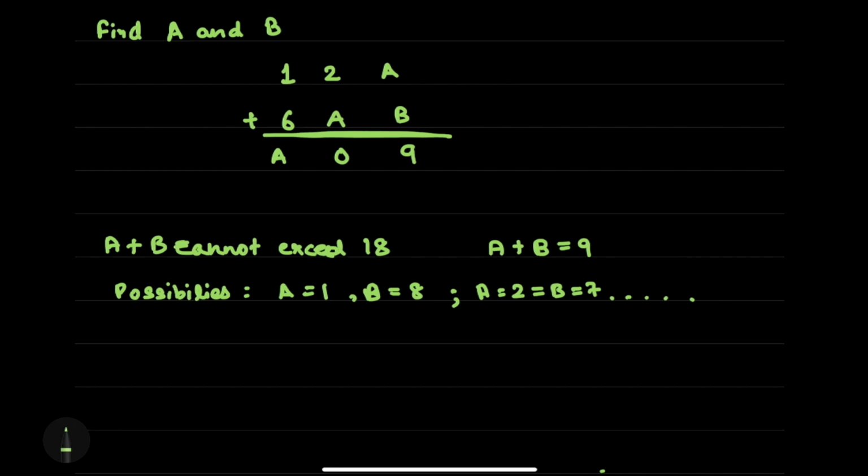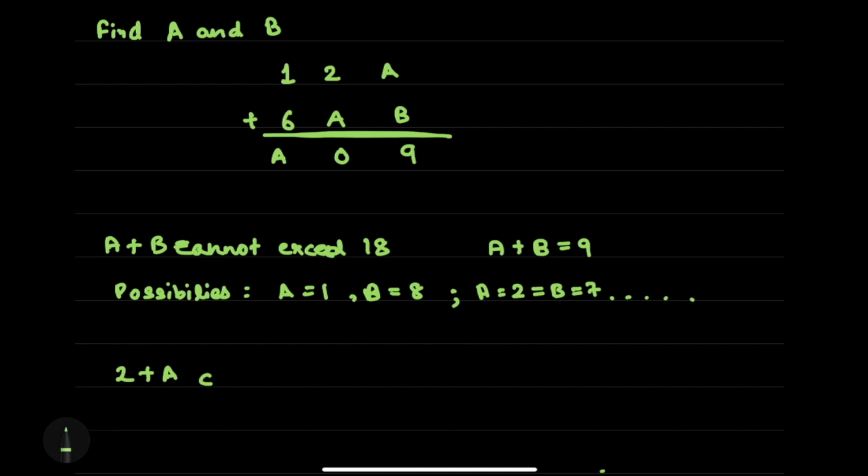Now let's look at the tens column. We have 2 plus A, which should come out to be something with a units digit of 0. So 2 plus A cannot exceed, what value can't it exceed? We already know 2, and we know the max value of A can be 9.